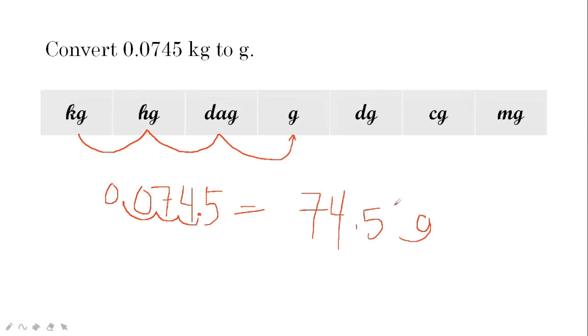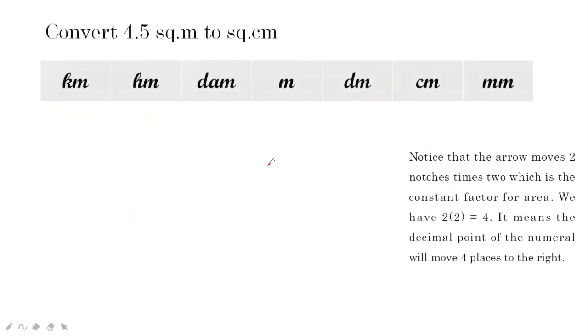Okay. Let's have another example. Next, convert 4.5 square meter to square centimeter. If you notice, there is the word square. And when we say square, it is a power of 2. Okay? So, we have meter to centimeter. So, we have 1, 2. So, twice.